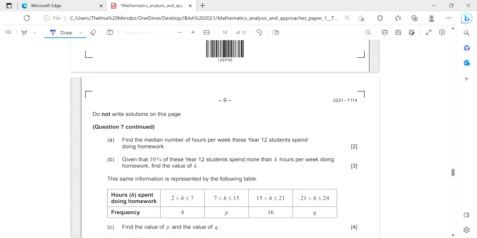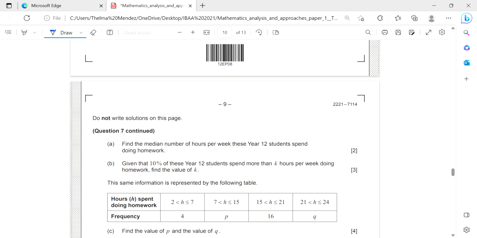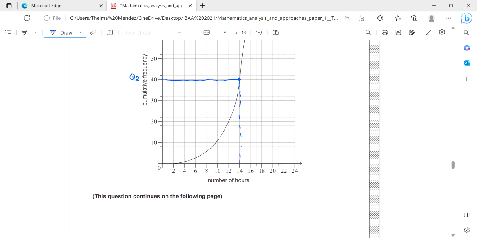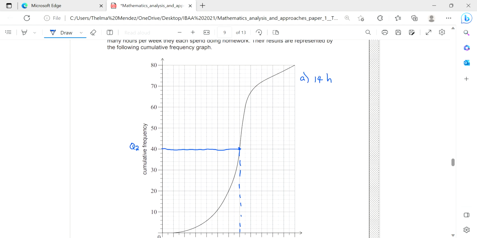Given that 10% of these year 12 students spend more than K hours per week doing homework, find the value of K. 10% spend more than K, so we take that 10%. What is 10% of 80? That is equal to 8. So there are 8 students. This is the upper 10%.